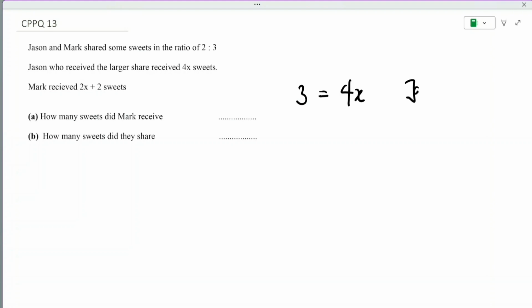That's for Jason. For Mark, he received 2x plus 2 sweets. His ratio is 2 and he received 2x plus 2 sweets. So we have 2, Mark's ratio, should be equivalent to 2x plus 2 sweets. You see, the ratios are on one side, the number of sweets they got are on the other side.